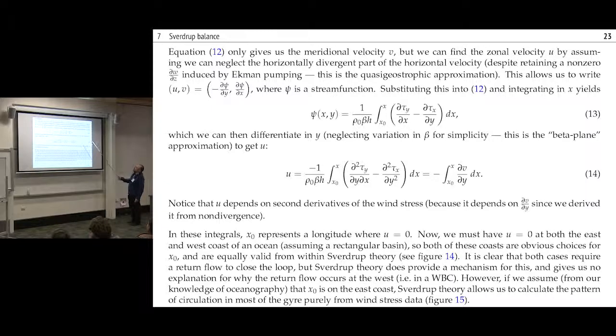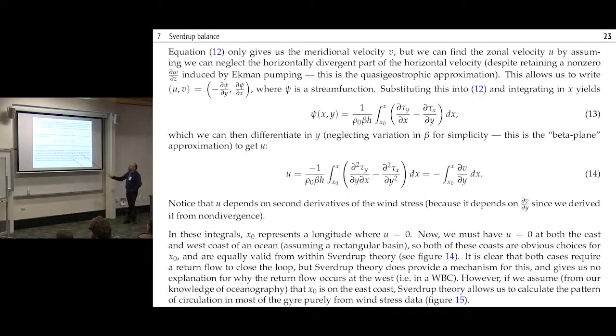So we can actually use a stream function to represent it. So velocity components are given by the derivatives of the stream function, so we can integrate the velocity in x to give us the stream function. And then we can differentiate that in y, and it gives us the u velocity, so the east-west velocity, which is just related to the integral of the north-south gradient in v.